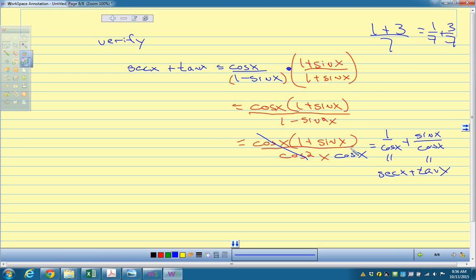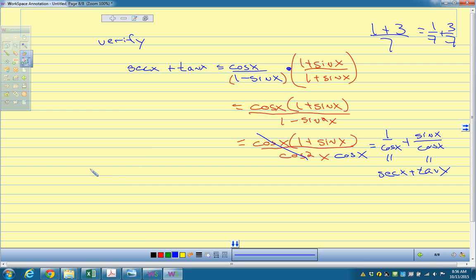So this is 1 plus sine x over cosine x. So I could write this as 1 over cosine x plus sine x over cosine x, because I know that this is going to simplify to that. You could probably have written this as 1 over cosine x over cosine x, found the common denominator and got it equal to the right side. You could try that if you want. It might be easier. I don't know.